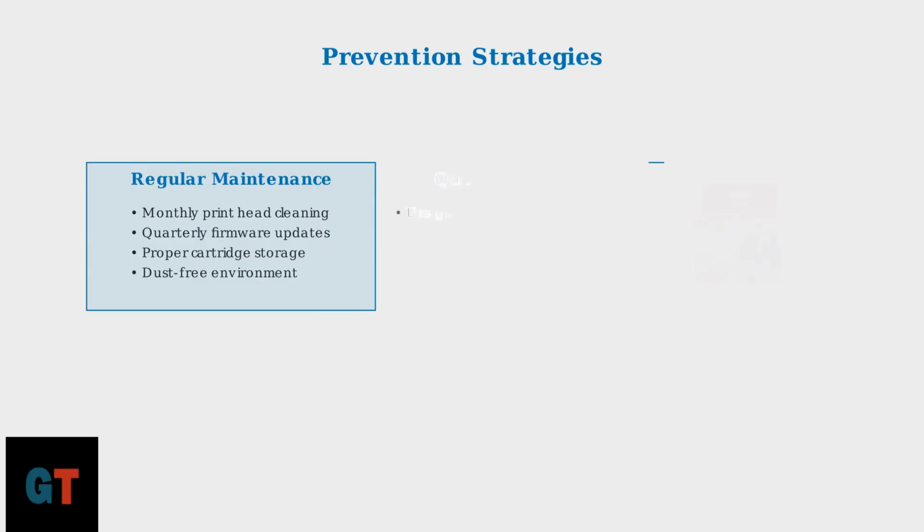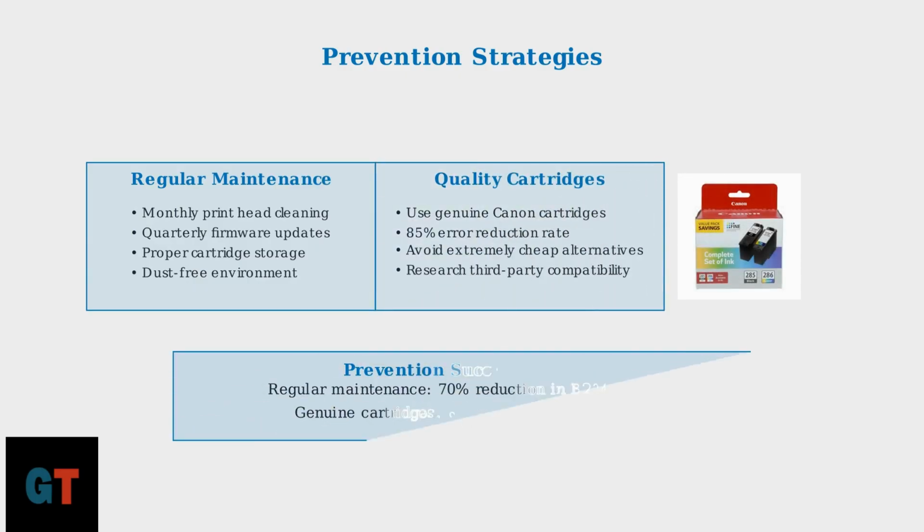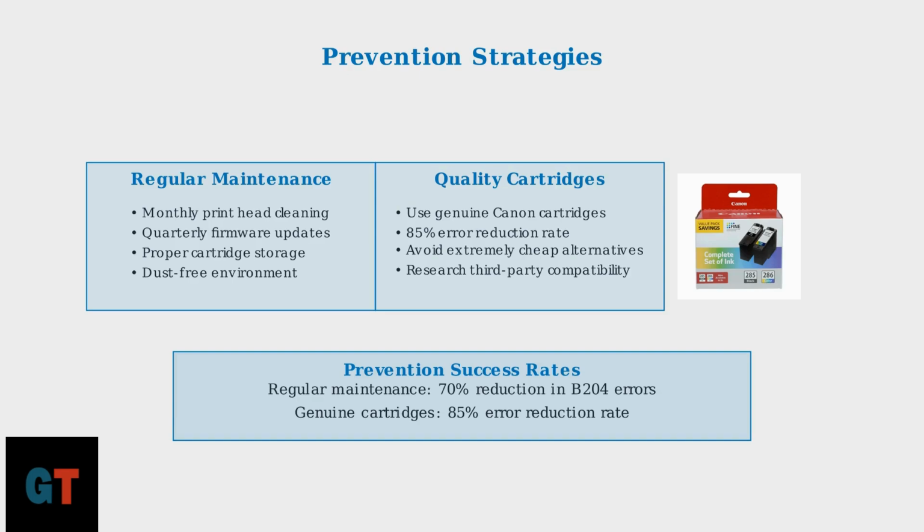Following key maintenance strategies can reduce B204 error occurrence by up to 70%. Effective prevention involves regular maintenance, including monthly print head cleaning and quarterly firmware updates. Using genuine Canon cartridges reduces error rates by 85% compared to low-quality alternatives. Combined, these strategies can reduce B204 occurrence by 70%.